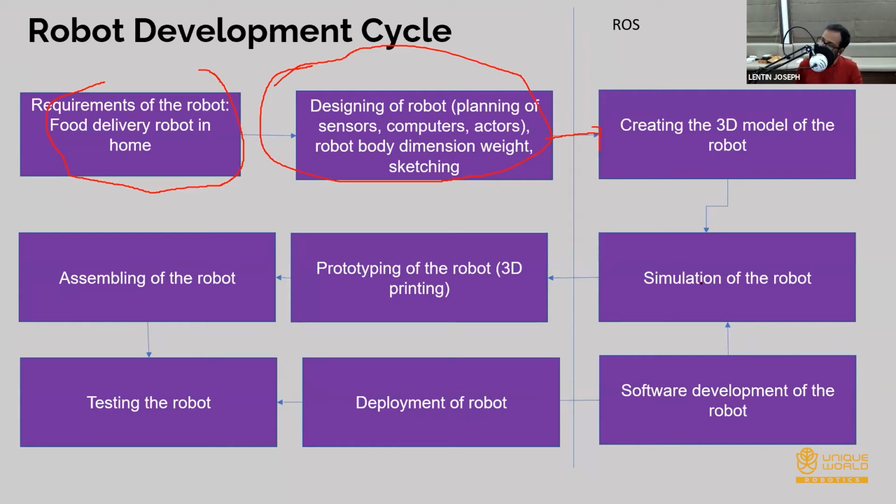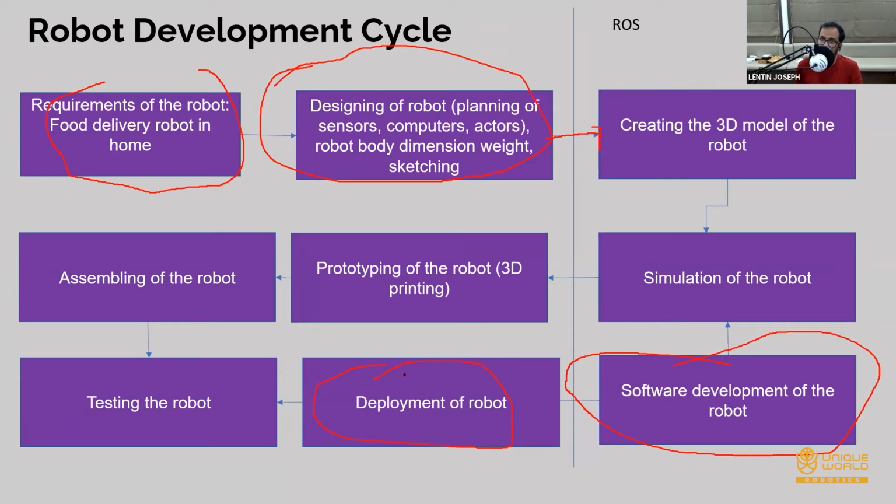Then after simulating, you can go to the prototyping. Prototyping of the real robot. You can buy the necessary components, then test the robot, assembling it. Then again, we can reuse the software that we have used for simulation on the actual robot as well. Maybe there are some differences, but we can reuse most of the simulation software on the actual robot. Finally, we will deploy. And when we deploy, we will get the autonomous robot.